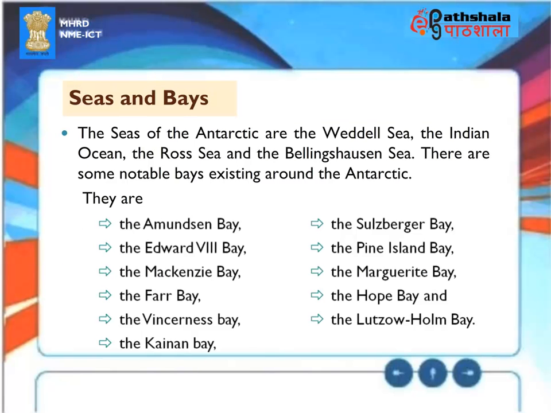Seas and bays. The seas of the Antarctic are the Weddell Sea, the Indian Ocean, the Ross Sea, and the Bellingshausen Sea. There are some notable bays existing around the Antarctic. They are the Amundsen Bay, the Edward VIII Bay, the Mackenzie Bay, the Far Bay, the Windsurnes Bay, the Kainan Bay, the Sulzberger Bay, the Pine Island Bay, the Marguerite Bay, the Hope Bay, and the Lutzow Home Bay.